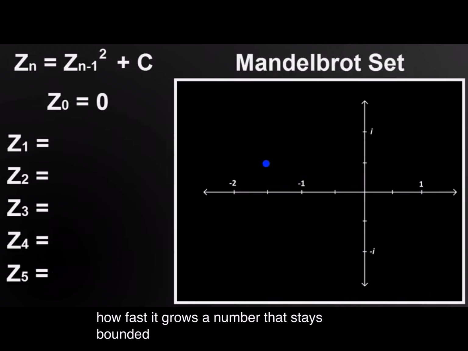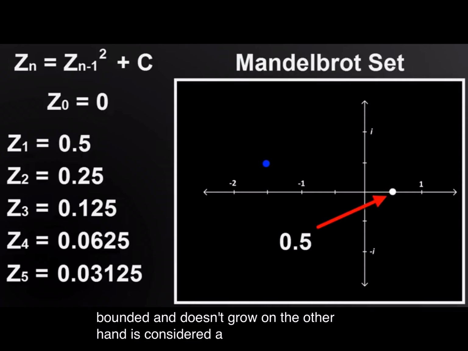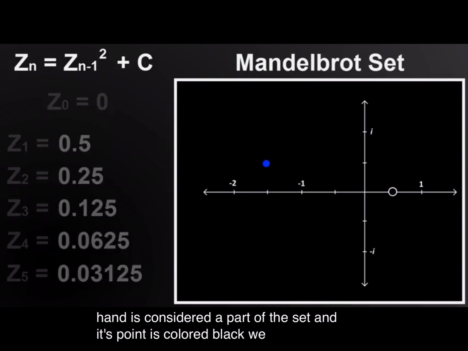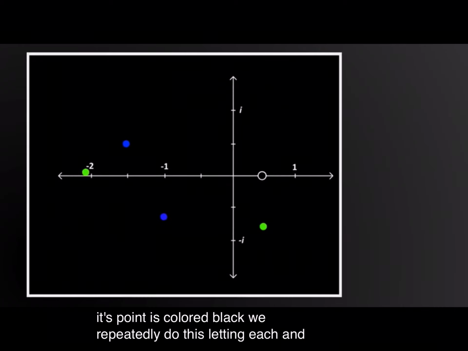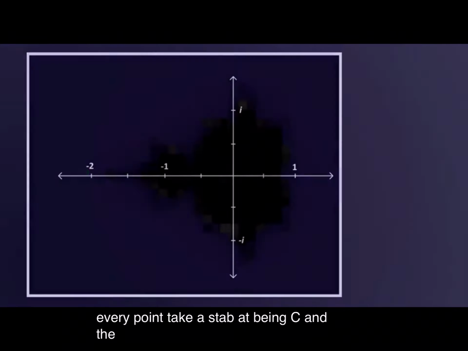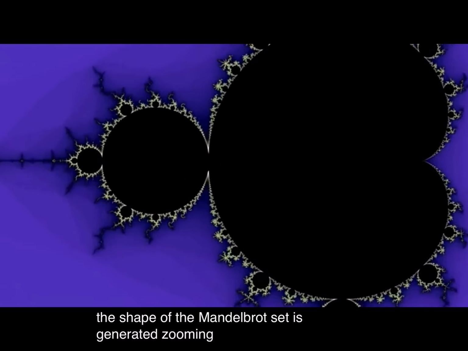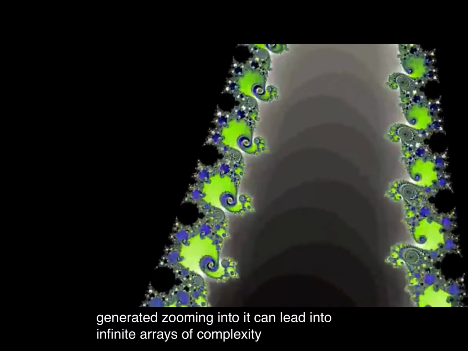A number that stays bounded and doesn't grow, on the other hand, is considered a part of the set, and its point is colored black. We repeatedly do this, letting each and every point take a stab at being c, and the shape of the Mandelbrot set is generated. Zooming into it can lead into infinite arrays of complexity.